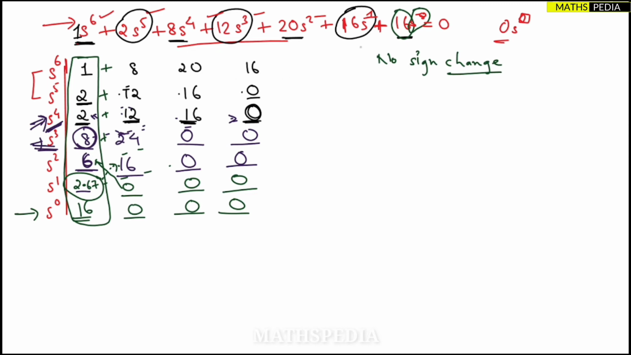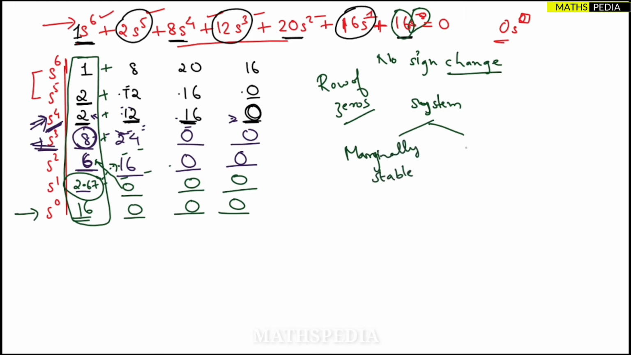But the problem here is that we had got one row of zeros. Correct? Row of zeros we got. That's why there are two possibilities. Since there was a row of zeros, the system may be marginally stable or unstable. In order to identify whether it is marginally stable or unstable, we have to find the roots of the auxiliary equation. So let us go for finding that.